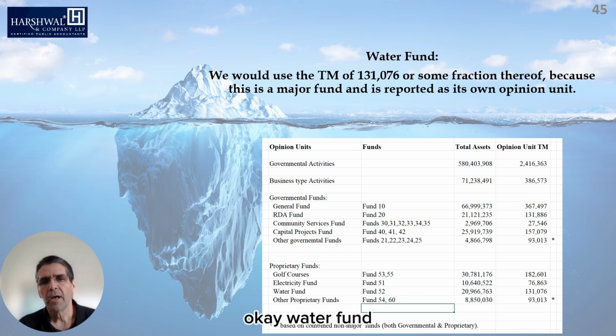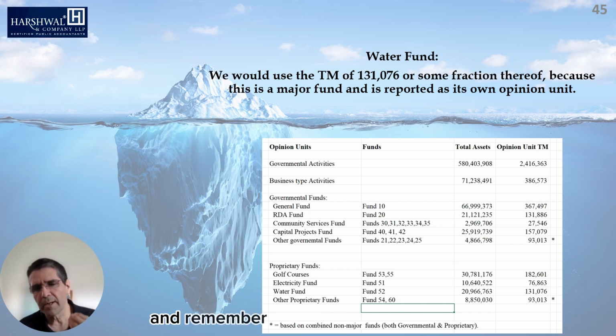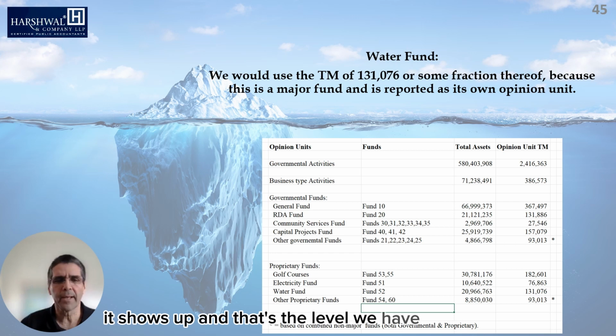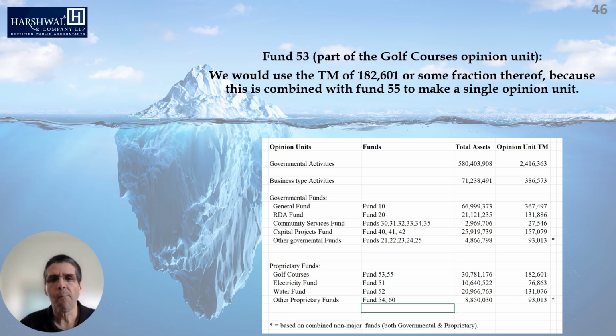Okay, water fund. Again, we would use the tolerable misstatement of 131,000 or some fraction thereof because this is a major fund and is reported as its own opinion unit. And remember that in our example here, we're talking about fixed assets. Okay, fixed assets for proprietary funds shows up right there in that opinion unit. So that's where it shows up, and that's the level we have to pick it at.